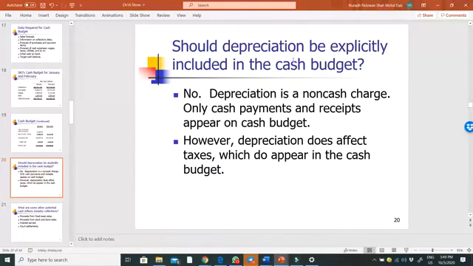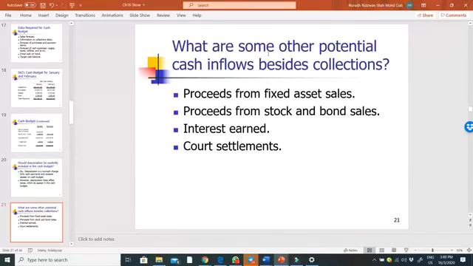So should the depreciation be explicitly included in cash budget? No, because depreciation is a non-cash charge. Only cash payments and receipts appear on cash budget. Okay, depreciation you must exclude. However, depreciation does affect taxes, which do appear in the cash budget. All right. So what are some other potential cash inflows besides collection? Proceeds from fixed asset sales, proceeds from stock and bond sales, interest earned, court settlements, and so on.